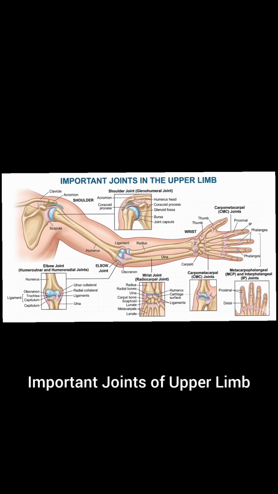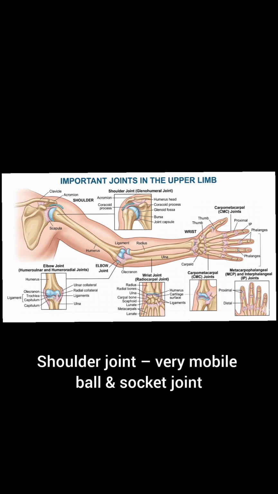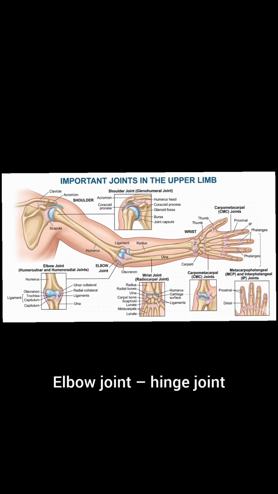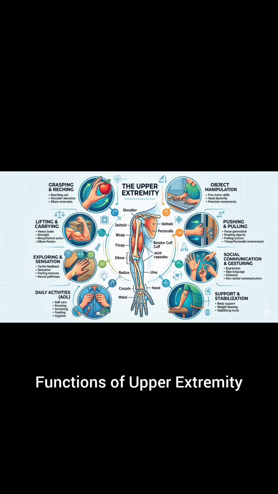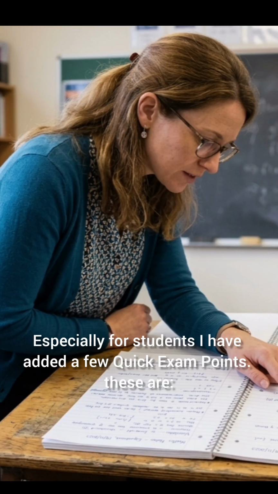Important joints of upper limb. Shoulder joint, a very mobile ball and socket joint. Elbow joint, hinge joint. Radioulnar joint, rotation. Wrist joint, hand movements. Functions of upper extremity. Movement of arm. Holding and grasping objects. Fine motor skills, writing, stitching. Lifting and pushing activities. Especially for students, I have added a few quick exam points.